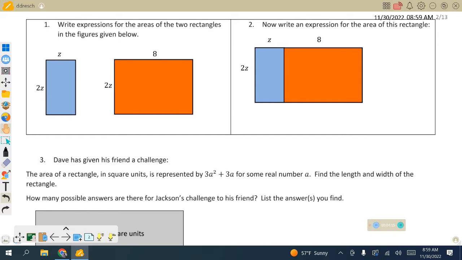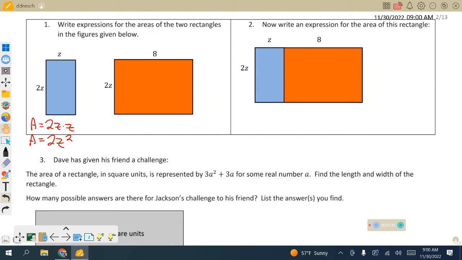What I'd like you to do is, we've done some geometry throughout the school year mixed with algebra. Find me the area of that blue figure, and then find me the area of that orange figure. How do you find the area of a rectangle? Base times height. So what do we have here? 2z times 1z. And what does 2z times 1z give you? 2z squared. So the area of this blue one, using our geometry, is 2z squared.